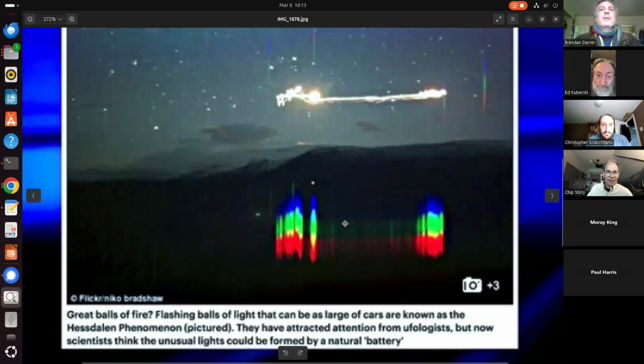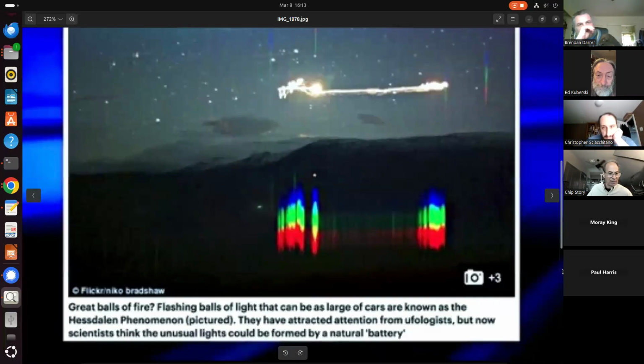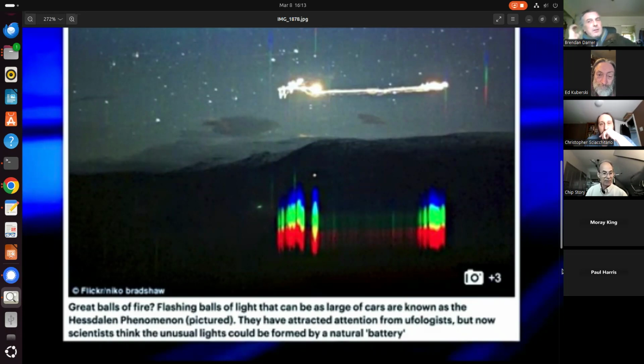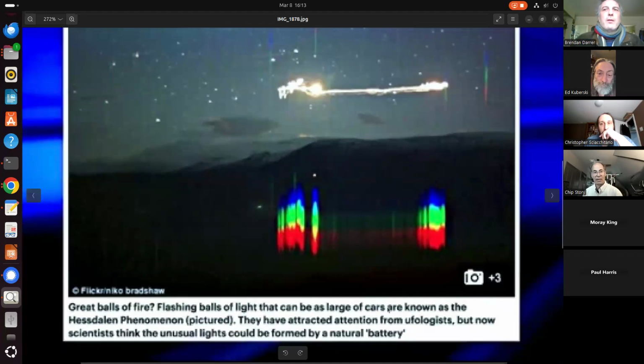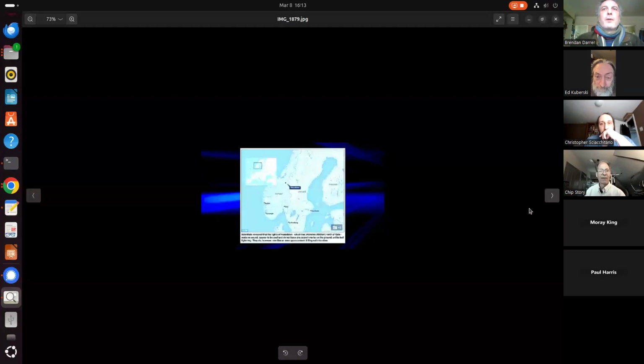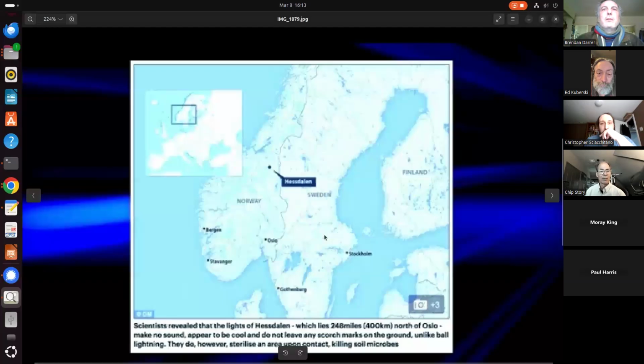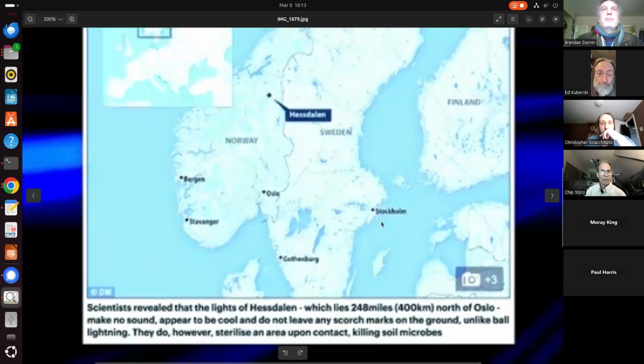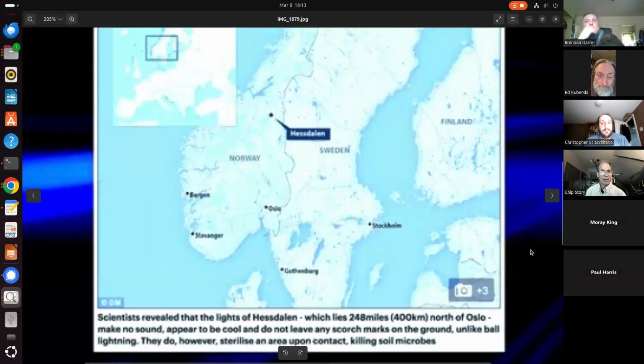So we have a visual here. Title on the visual, great balls of fire, flashing balls of light that can be as large as cars are known as the Hessdalen phenomena, pictured. They have attracted attention from ufologists, but now scientists think the unusual lights could be formed by a natural battery. Okay. Location of Hessdalen in central Norway, about 200 miles from the coast.